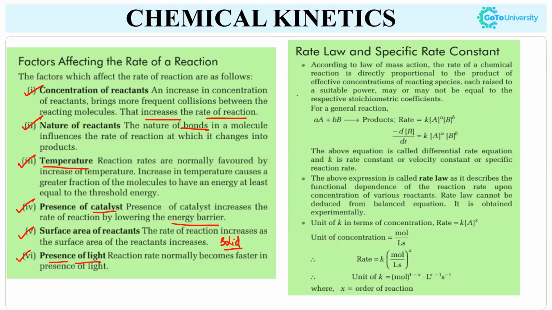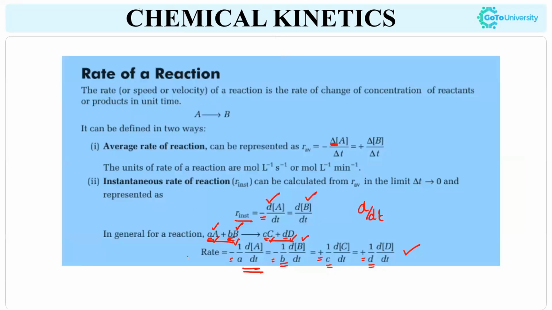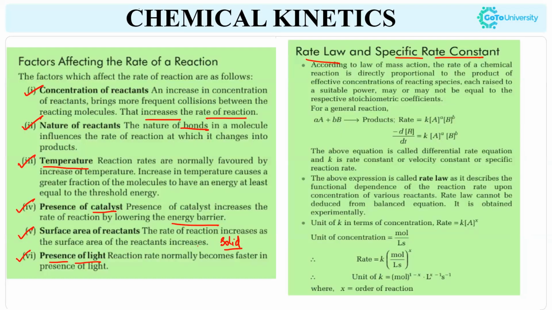Okay, now we have rate law and specific rate constant. We discussed in the previous part how to express the rate of the reaction, right? So the instantaneous rate we already expressed. Now we have to know the rate law and specific rate constant. According to the rate law, the rate of the reaction will always be proportional to the concentration of the reactants. So here we have a reaction, aA plus bB giving some products. The rate of the reaction is directly proportional to the concentration of the reactants.